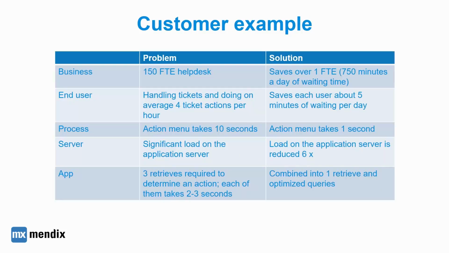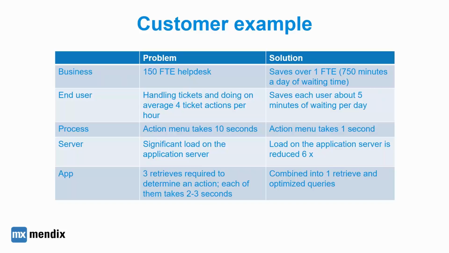A real-life customer example is a help desk which has 150 FTEs on it. Each of these users are handling tickets with a rate of 4 tickets an hour. An action menu which they had to use every time they handle a ticket would take up to 10 seconds, which caused also a significant load on the server.